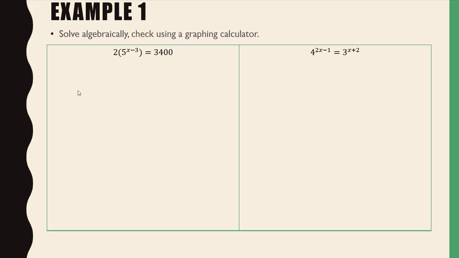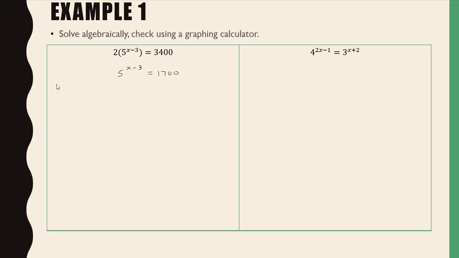We're still sticking with the same type of question: still solve algebraically, still check using a calculator. But this time we're going to have some more difficult exponents here. So the first thing I would do is clean this up as much as I could before putting it into any kind of logarithmic form. So I'm going to divide both sides by 2. Then I get 5^(x-3) equals 1700.